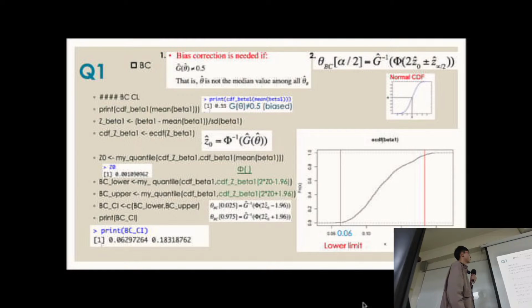If you do this, it's almost guaranteed no bias correction is needed, because the mean of all the beta 1 is almost guaranteed to be very close to the median. And therefore, there's almost no need for bias correction. You can see Z0 is really small. The reason is because you use the mean of the beta 1. If you do this, it's almost guaranteed no bias correction is needed, because this is incorrect.